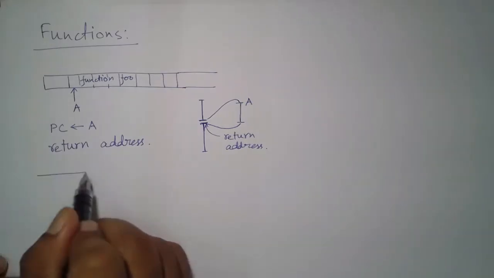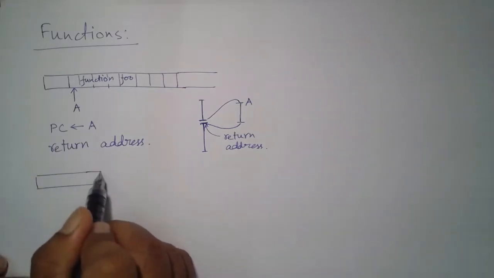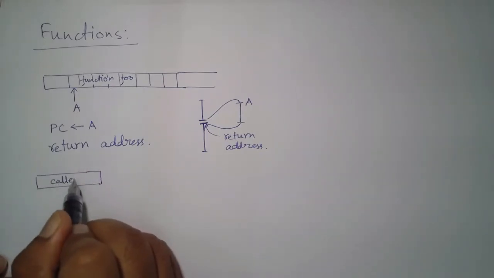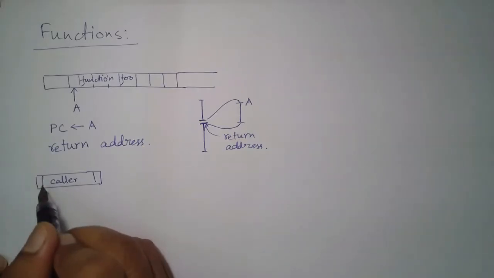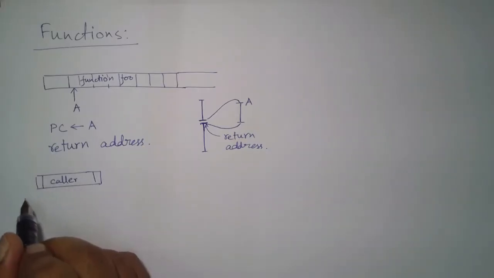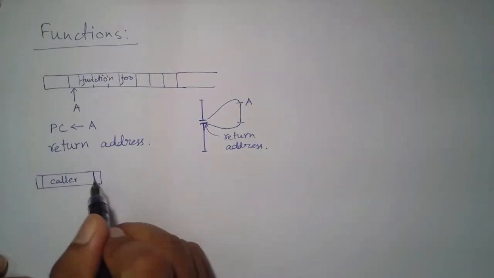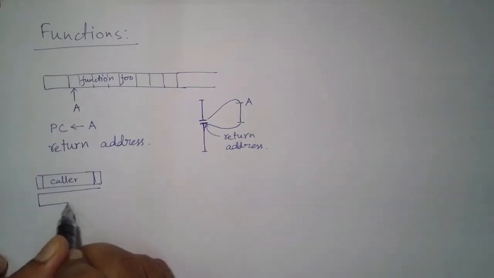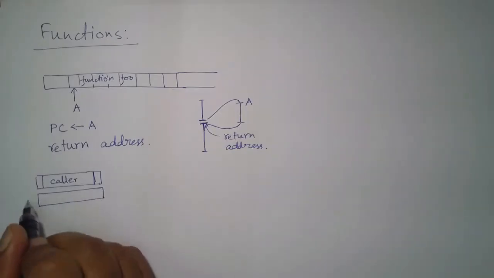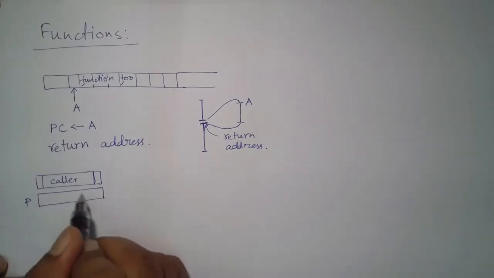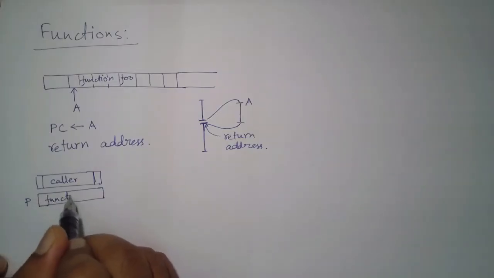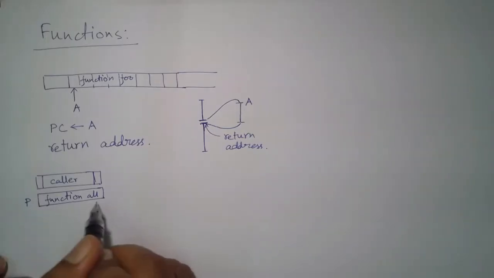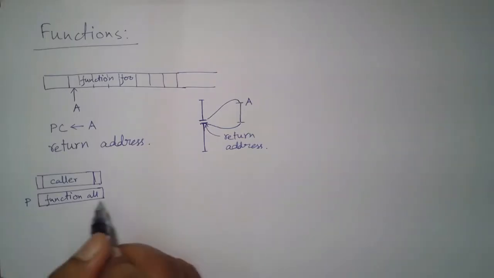So let's say I have this program which calls a function. This program which calls a function is called the caller, right? It is calling a function, and in this program, at instruction address P, I have an instruction which is nothing but a function call. So this is the address where this function call is stored.